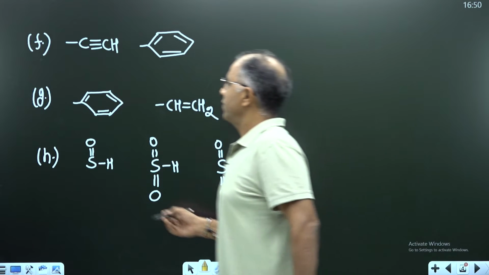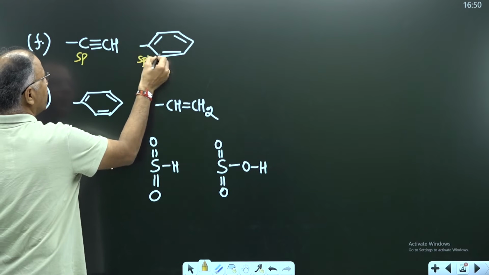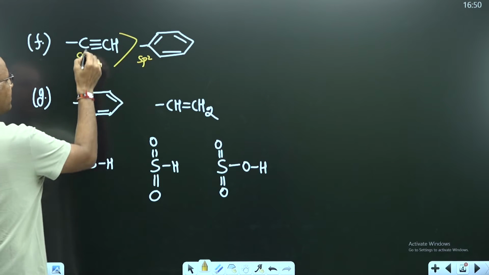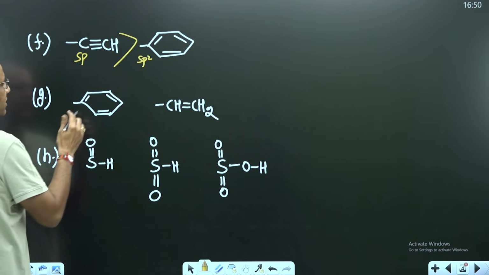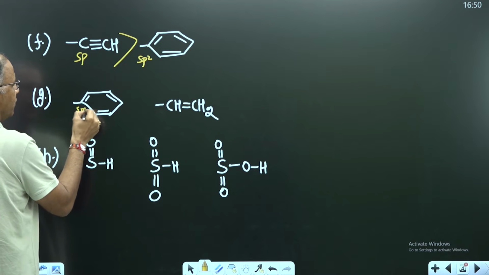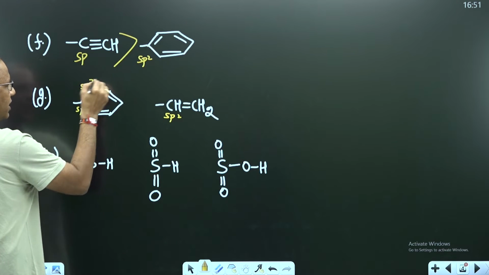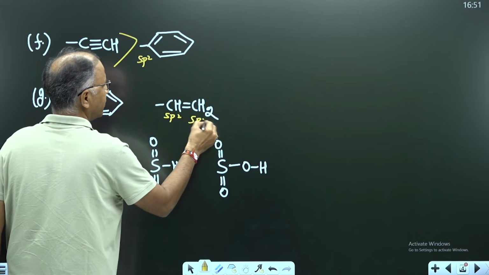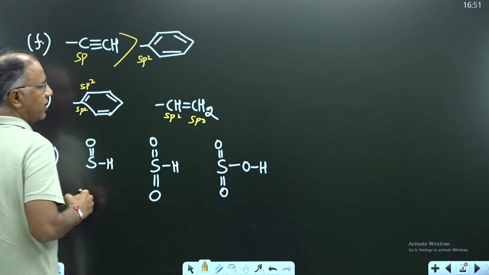Now in F, this carbon is sp hybridized, and this is sp2. Sp is more electronegative, which means minus I of alkyne is greater than phenyl. Now in G, this is sp2 and this is sp2. The next carbon is again sp2 and this is sp2. Now what is the order of minus I effect?